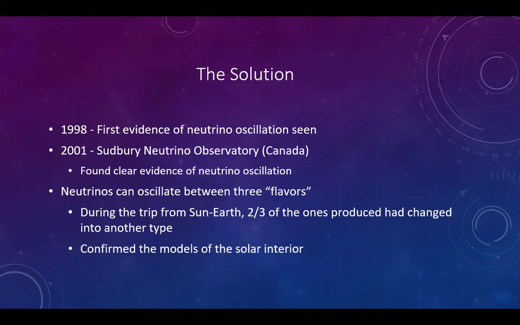And so neutrinos can oscillate between three flavors. These are called electron, muon, and tau. They correspond to the three leptons. And during the trip from the sun to the Earth, about 2/3 of the ones produced had changed into another type. And this confirmed the models of the solar interior.